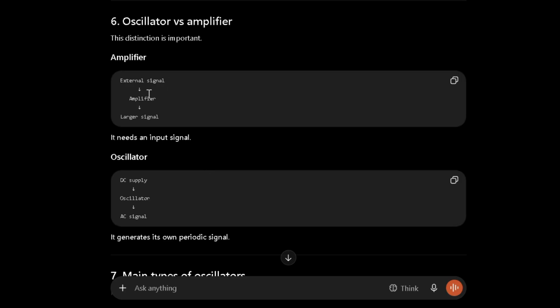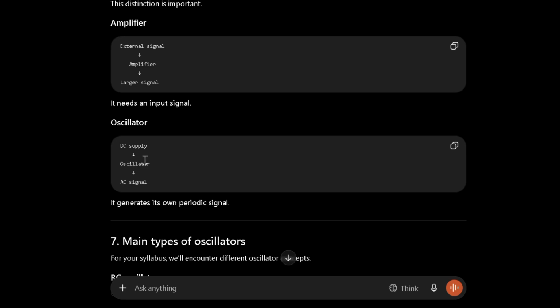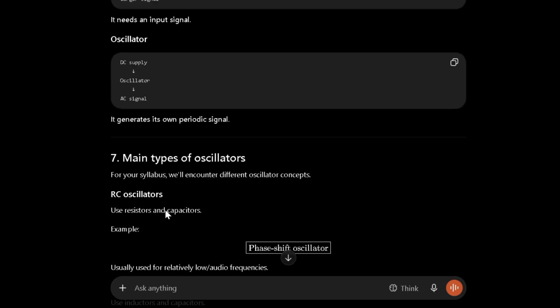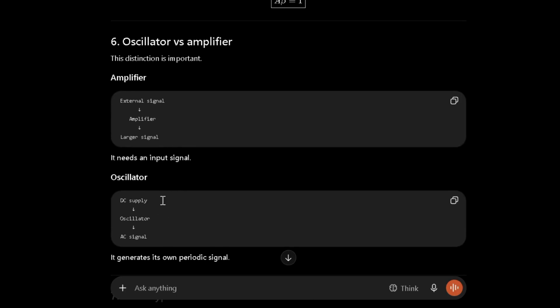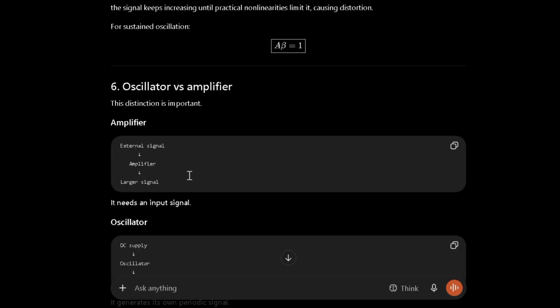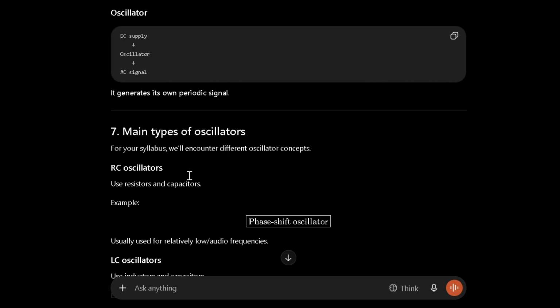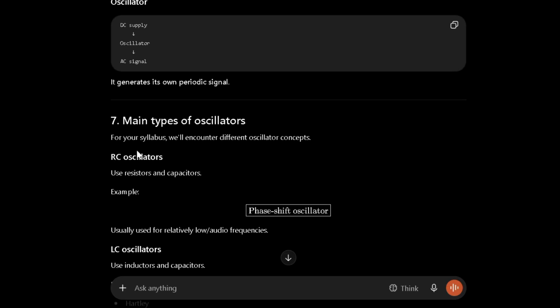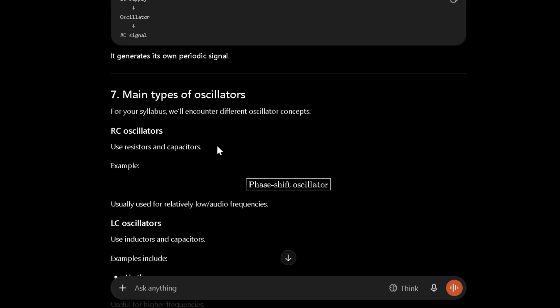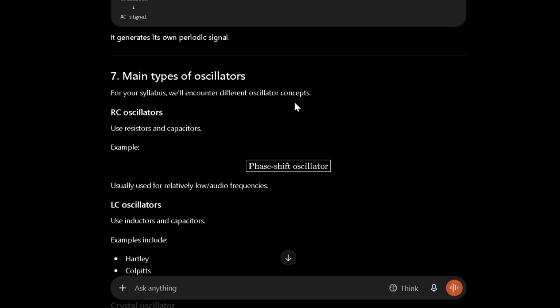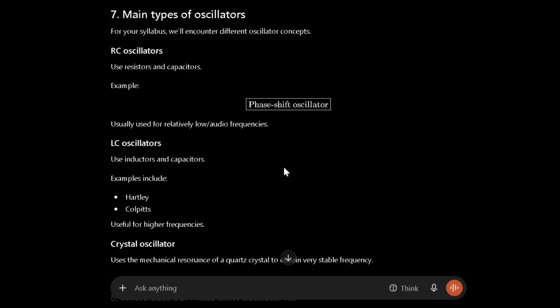If greater than 1, the signal keeps increasing. An amplifier takes an external signal and gives a larger signal; it needs an input signal. An oscillator takes a DC supply and gives AC output; it generates its own periodic signal and doesn't need any input signal. That's the difference.